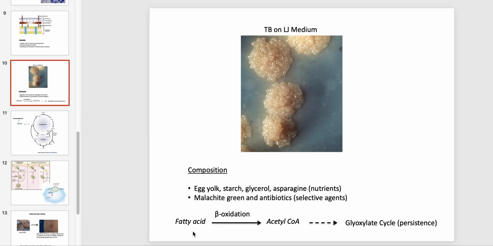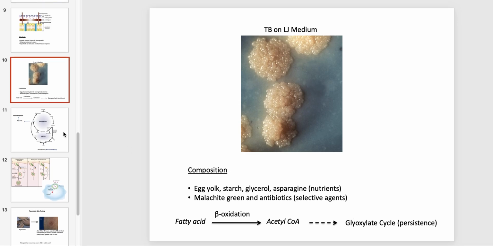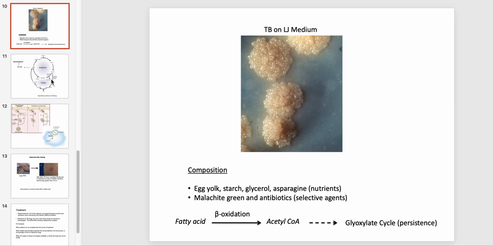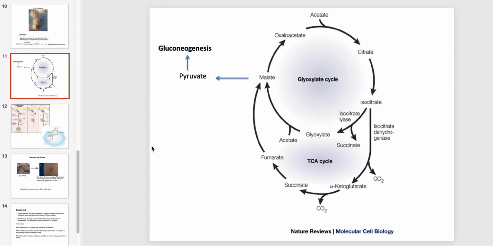And this little chemical reaction here just shows you how the microbes use this process called beta oxidation to break down fatty acids, like the fatty acids in egg yolk or the fatty acids that they would have available to them in your lungs. They produce 2-carbon acetyl-CoAs, and each of these can then be shunted into this glyoxylate cycle, which allows them to generate energy, but also to make more of the wax and other glycolipids.